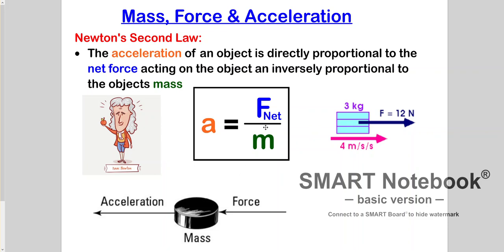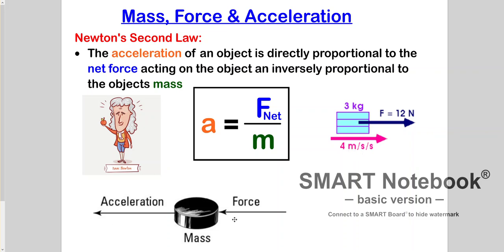We oftentimes see this rearranged algebraically to say force is equal to mass times acceleration. And that's the same thing because it's just algebra, but ultimately what Newton's conclusion was about was how force and mass affect the acceleration of an object. So here we can see if I have a 3 kilogram object, so its mass is 3 kilograms, and I apply a force of 12 newtons to it, it would just be 12 divided by 3, or its acceleration would be 4 meters per second per second.